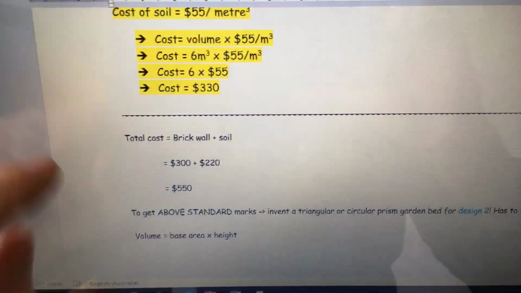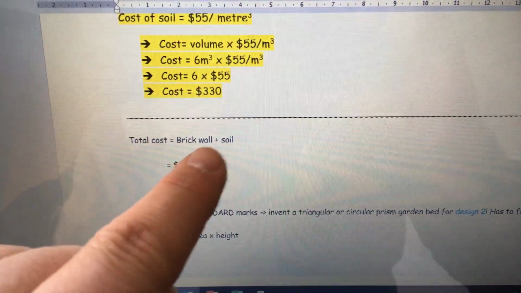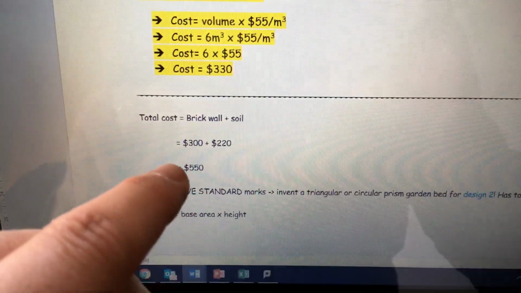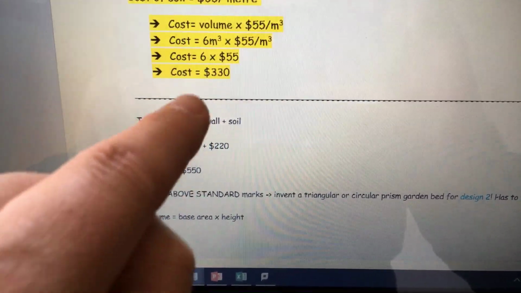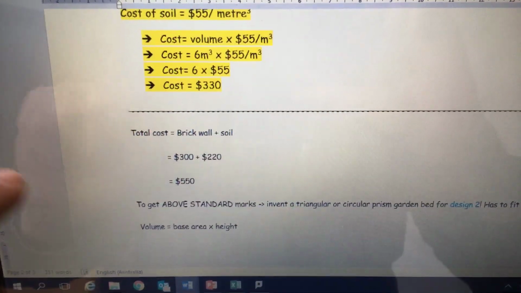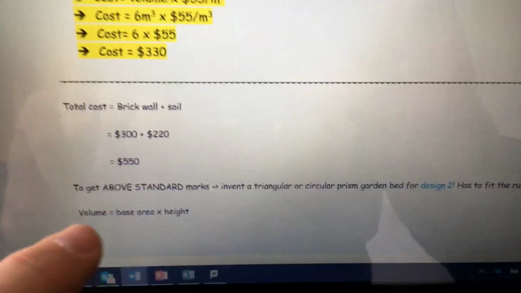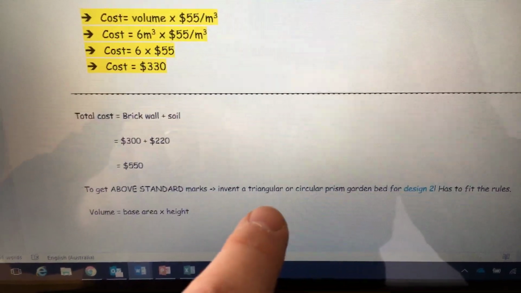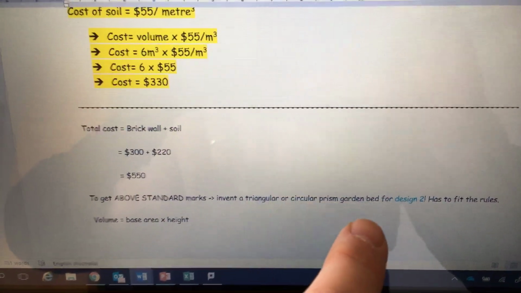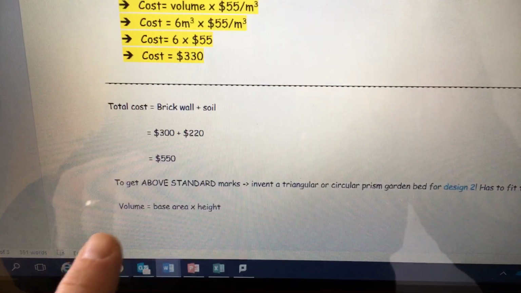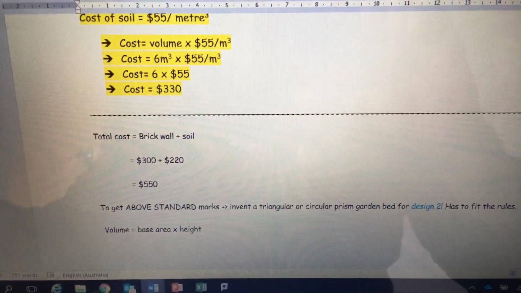Now my total cost is the brick wall and the soil, so I add up those two costs together and I should get a total. I think there's a mistake there. My 330 is turned into 300 there. Bad, Mr. Hines. Now to get above standard marks, you can invent a triangular or a circular prism garden bed for design 2, but it has to fit the rules. Because remember, volume equals base area times height.